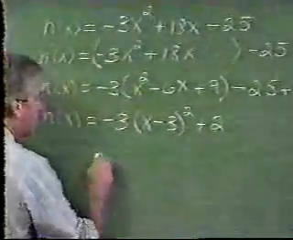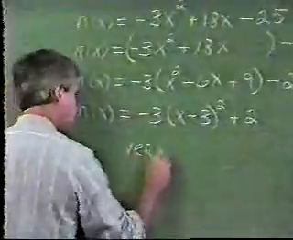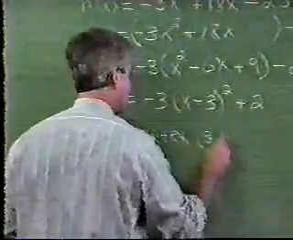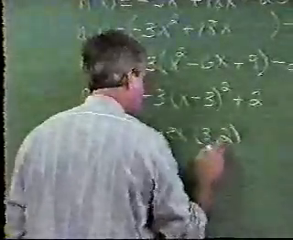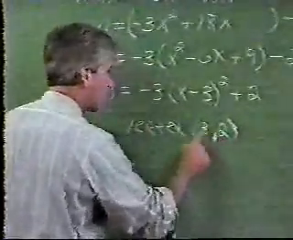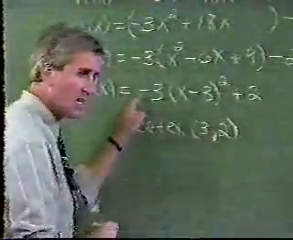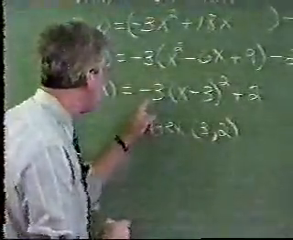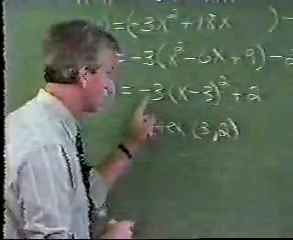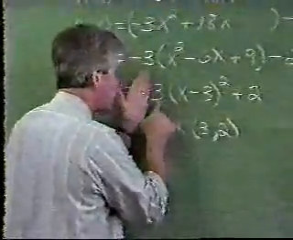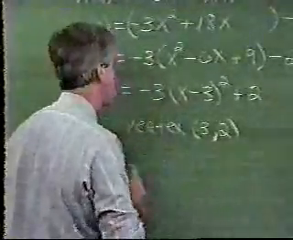I know then that the vertex will be at 3, 2. The vertex of this graph will be at 3, 2. The graph will open down because this a value is negative, and it will be relatively thin because this is a number that's greater than 1 without its sign, or its absolute value is larger than 1.